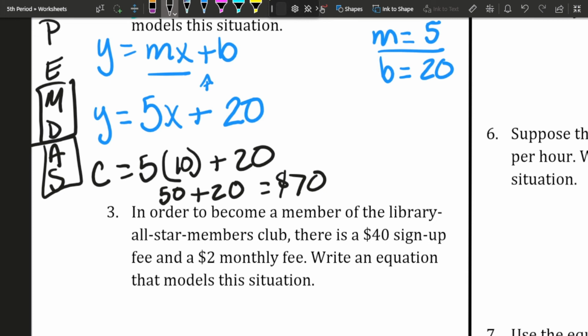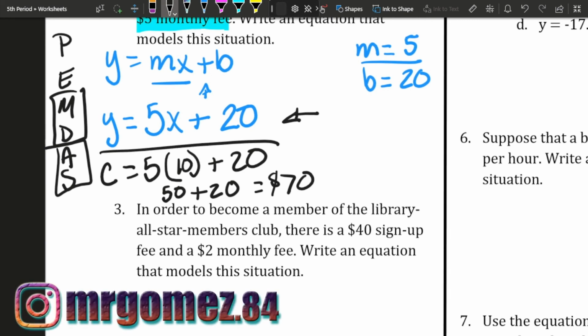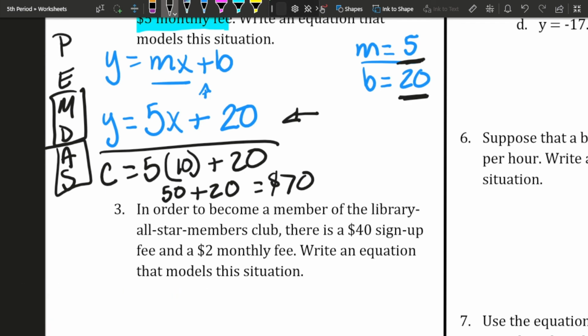So again, what we were looking for was just the formula. We needed to find the value that only happens one time and the value that repeats, and then substitute those values into m and b, and that should be your equation.